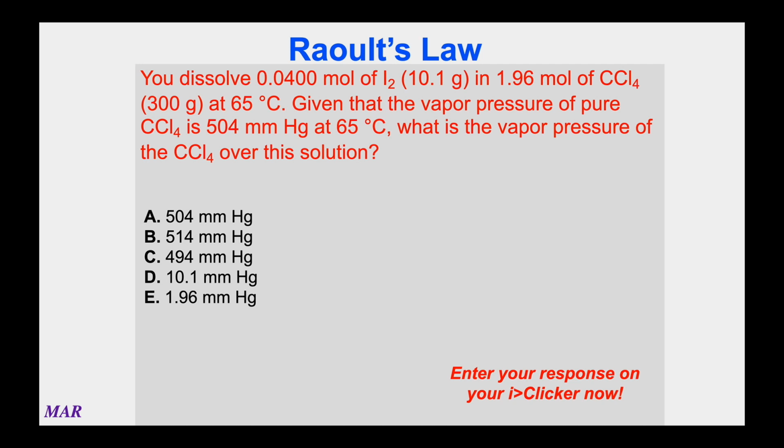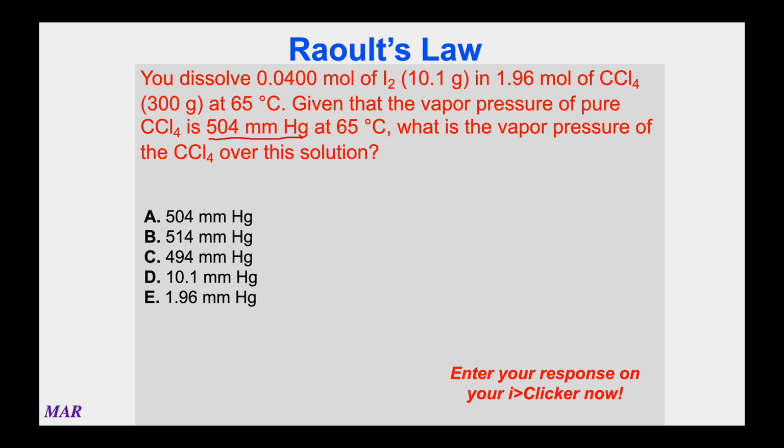And if you read through that data, 504 millimeters of mercury, that's the vapor pressure of pure CCl4 at that temperature. That also means that the answer we're going to calculate here, the vapor pressure of the CCl4 in the solution, will be less than 504. Raoult's law is always about vapor pressure being lowered. You'll never have a vapor pressure equal to or greater than, and that's going to be pretty important, as we're going to see.